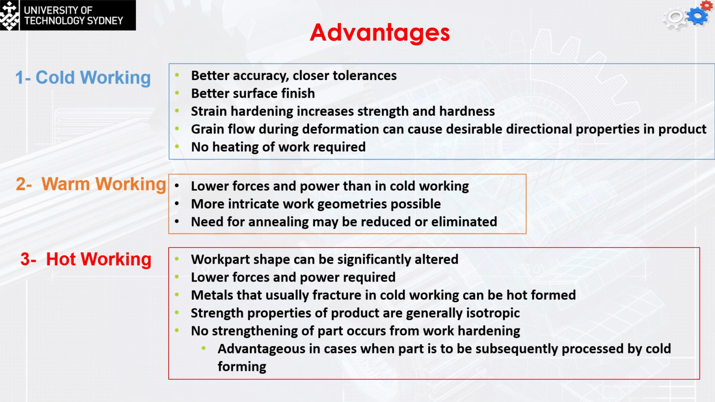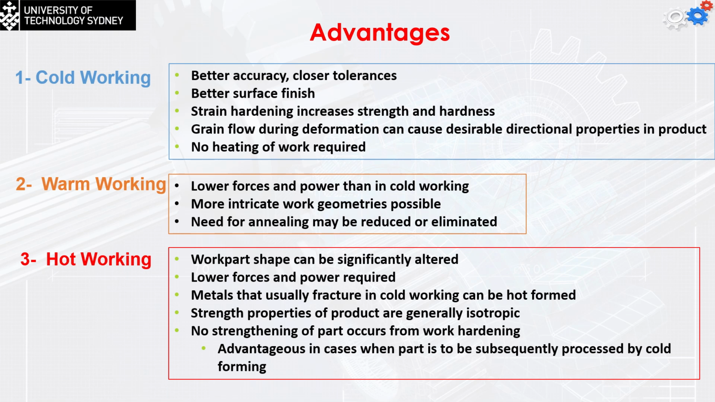For the warm working, we're going to use less force and power than the cold working, because the part is getting soft when we take it to a third of the melting point temperature. More intricate work geometry is going to be possible, because it's going to be much easier to form it, and also the need for annealing may be reduced or eliminated, because the part itself is going to be heated near the recrystallization temperature, then it's going to be cooling down, so this will be an annealing process.